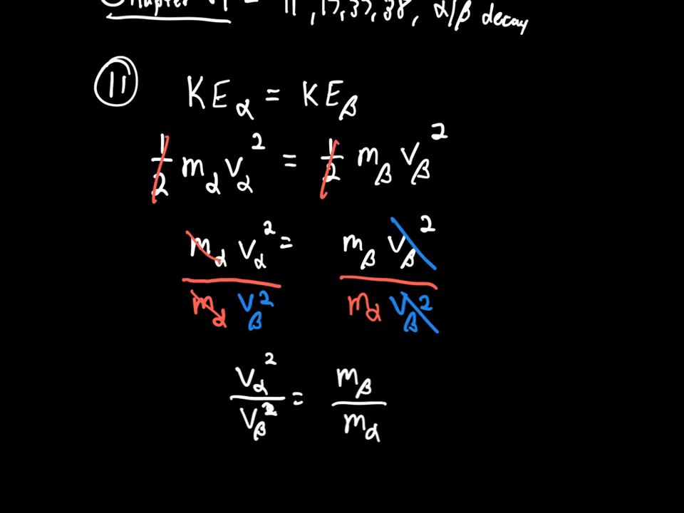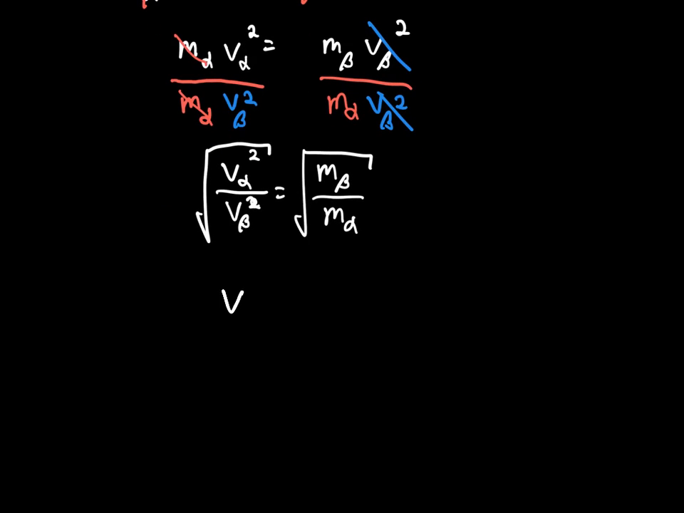But I want just the ratio of the velocities. What's messing me up right now? Those are velocities squared. How do I get rid of the squares? Take the square root of both sides. And I got velocity of the alpha divided by velocity of the beta equals the square root of the mass of the beta over the mass of the alpha.